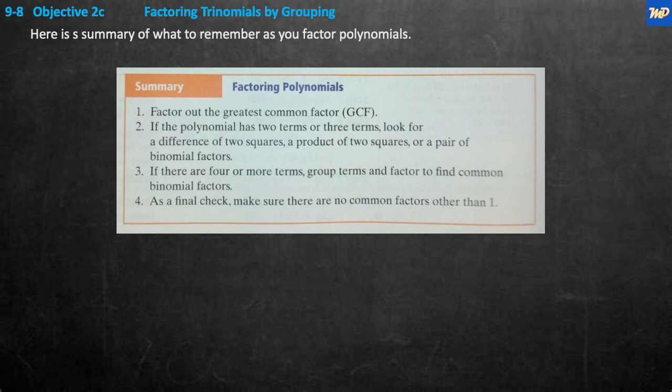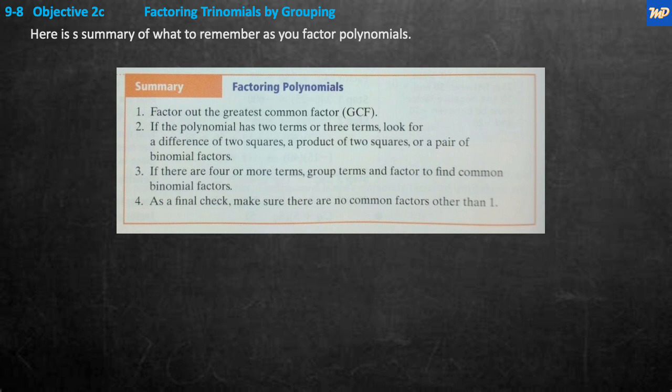Then, if the polynomial has 2 terms or 3 terms, look for the difference of 2 squares, a product of 2 squares, or a pair of binomial factors. So go back, look at all. That's what you need to know. Is it a difference of squares? Okay, is it a product of 2 squares, or are there a pair of binomial factors? That's what we can do the grouping, right? So that's what they want to know when we're doing the factoring.